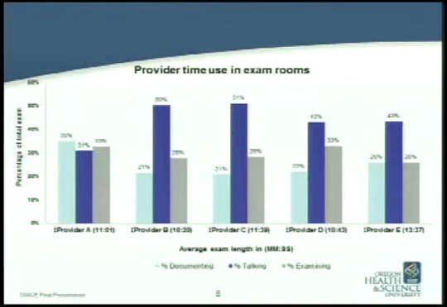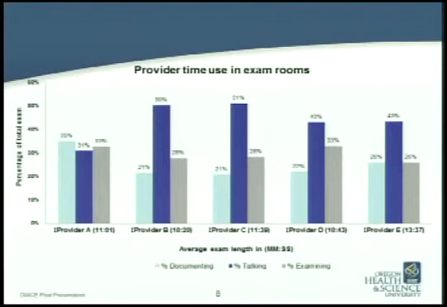So this graph here represents the results that I obtained from these observations. As you can see, we have the 5 different providers, and then in parentheses, you can see the average encounter time, so the average length of time they would spend with one patient. Then you can see that these light blue bars represent the percentage documenting, the dark blue represent percentage of time spent talking with the patient, and finally these gray bars represent the percentage of time that was spent examining.